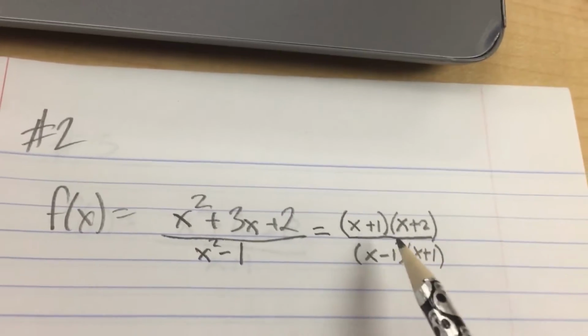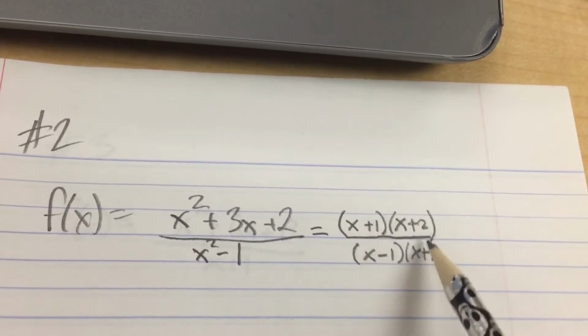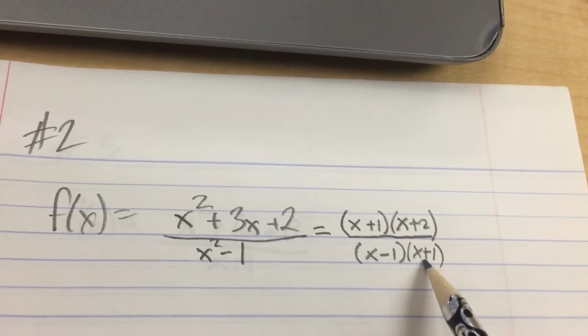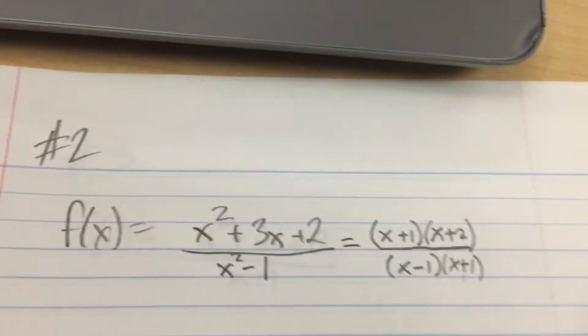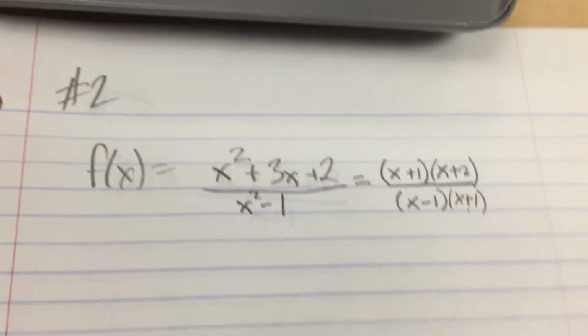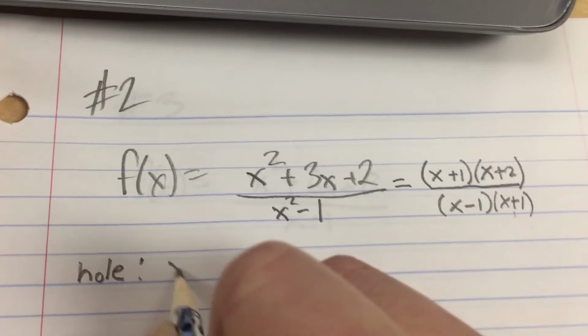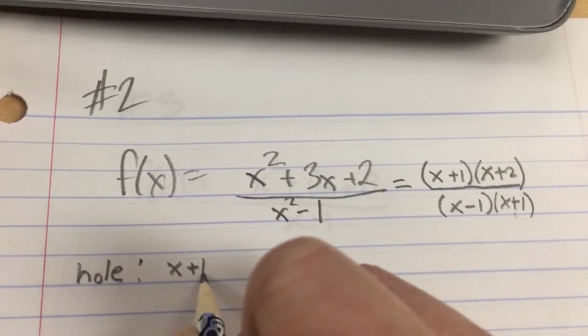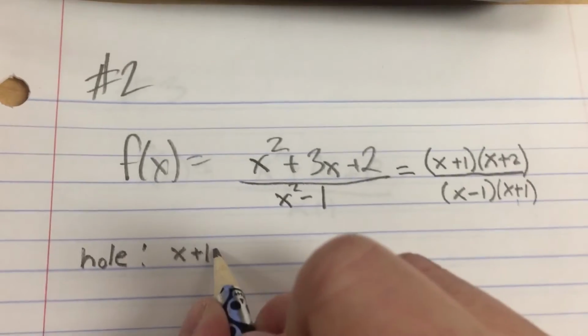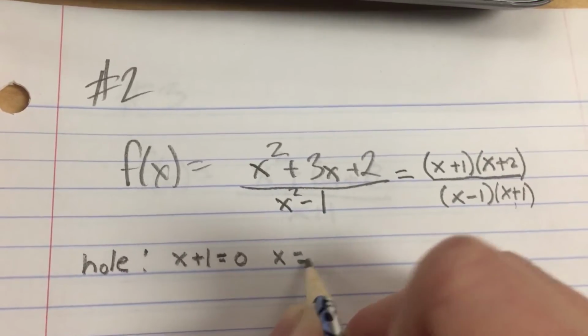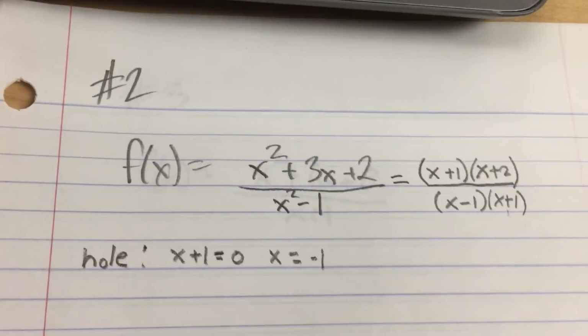Okay. Now, what am I looking for? I'm looking to see that there are binomials in common. Notice that I have a binomial in common right here, x plus 1. So this is the start of telling me that there is a hole in my graph. Okay. So I'm going to set the binomial that's in common equal to 0, and solve for my x. And that's the x coordinate of my hole.